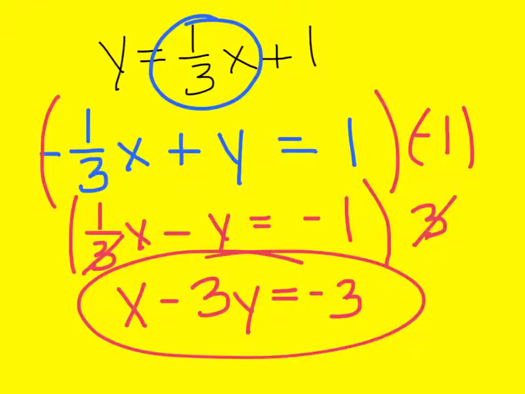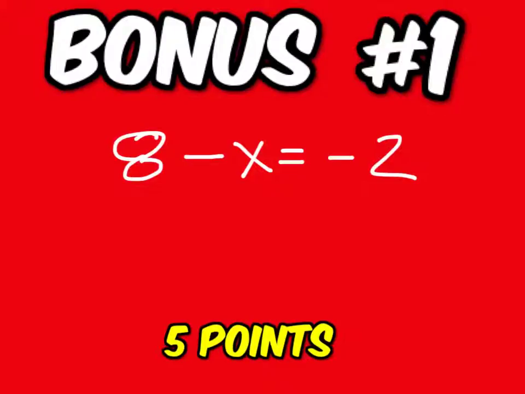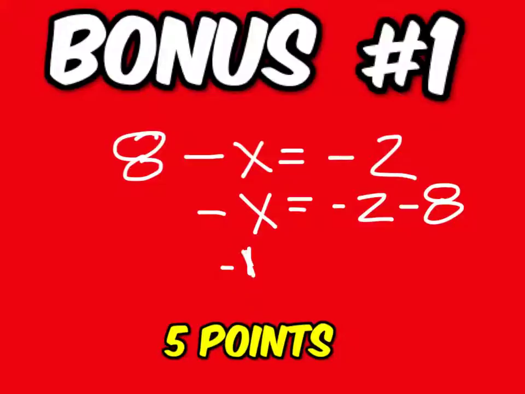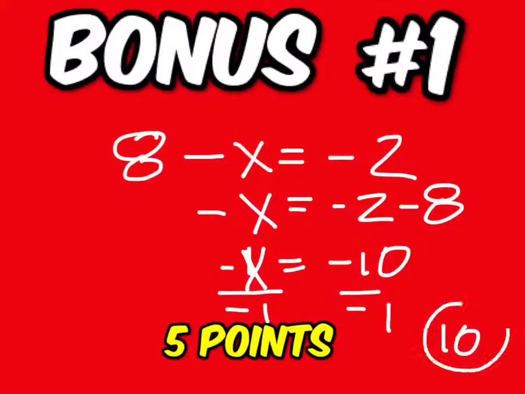This is your answer. That should be negative x equals a negative 2 minus 8, which will give you a negative 10, but you divide by negative 1 to get a positive 10.